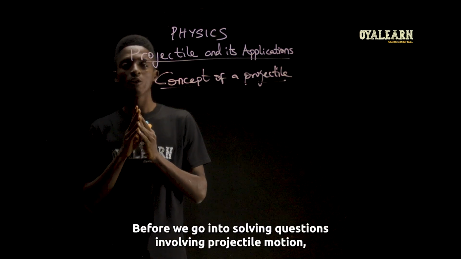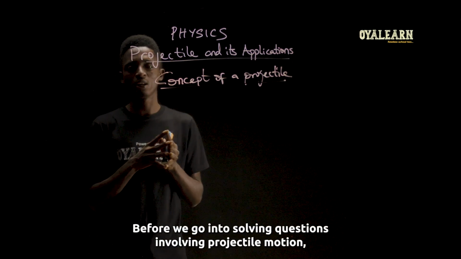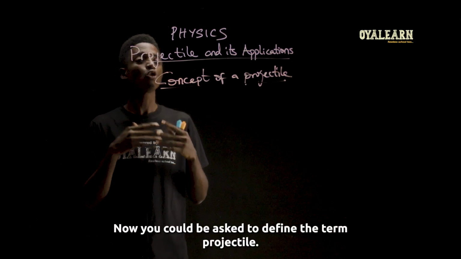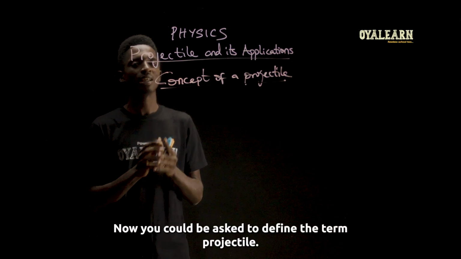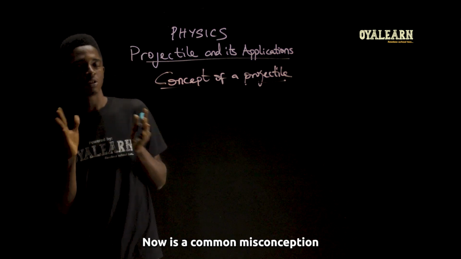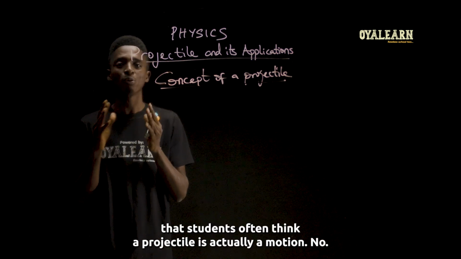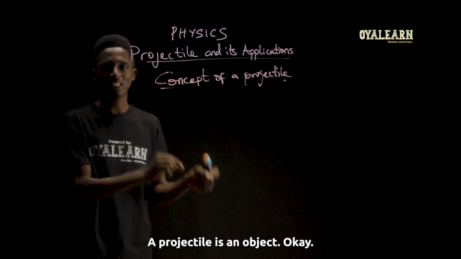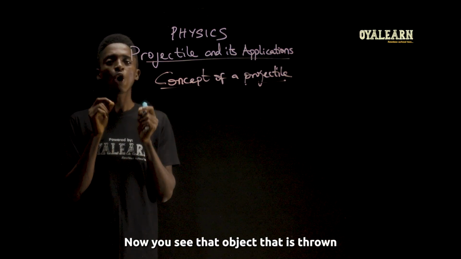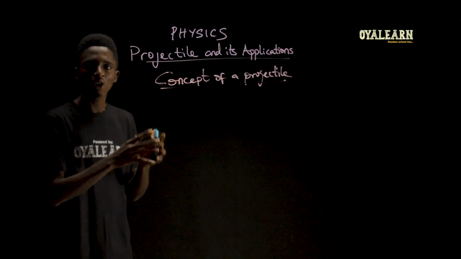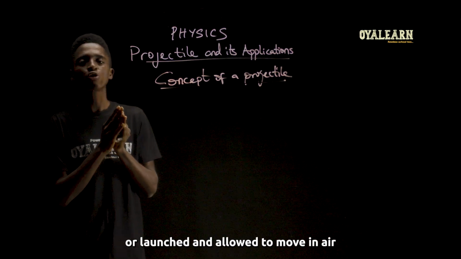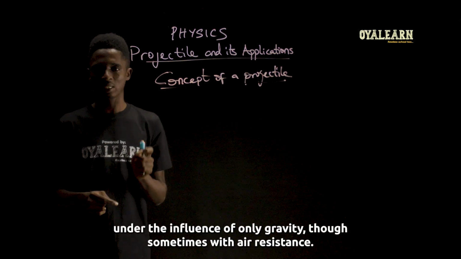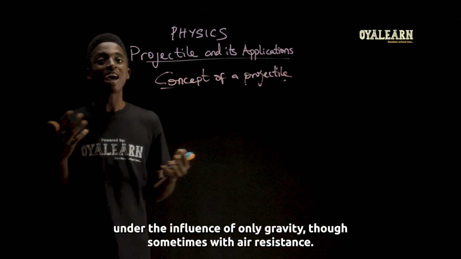Before we go into solving questions involving projectile motion, we have to first understand what a projectile is. You could be asked to define the term projectile. It's a common misconception that students think a projectile is a motion. No, a projectile is an object. It is an object that is thrown or launched and allowed to move in air under the influence of only gravity, though sometimes with air resistance.